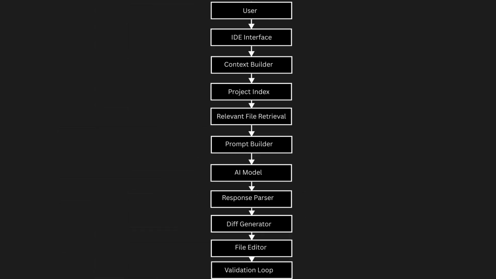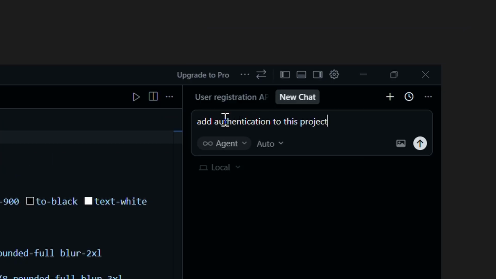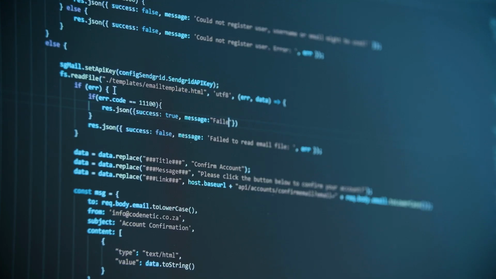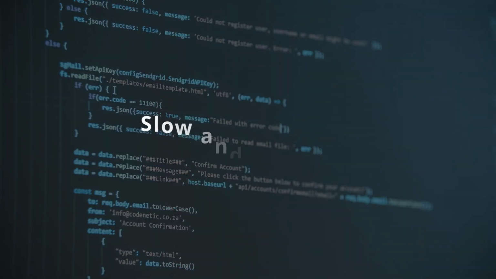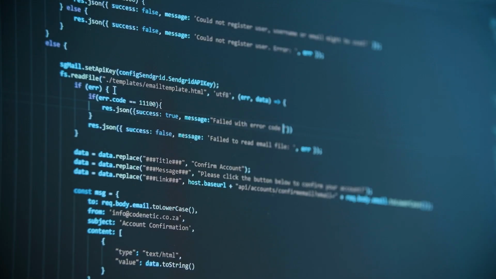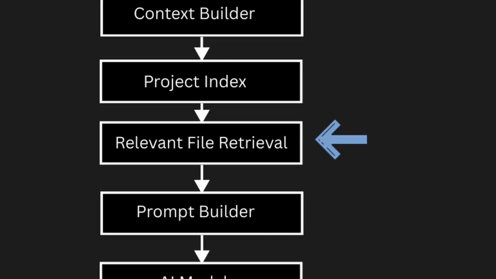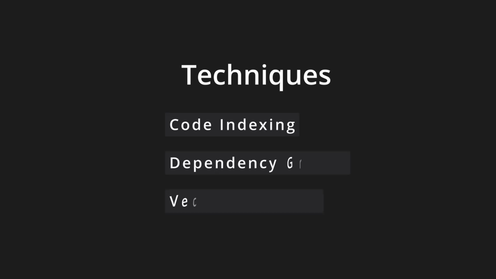Now imagine you give a prompt like, add authentication to this app. The IDE does not send the entire project to the AI model. Real applications may contain thousands or even millions of lines of code, and sending everything would be slow and expensive. Instead, the IDE identifies the most relevant files related to your request. To do this, it uses techniques such as code indexing, dependency graphs, and vector search.